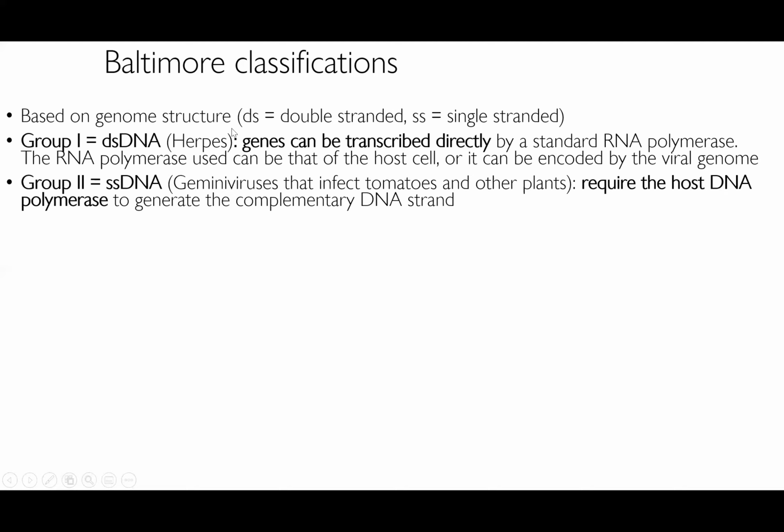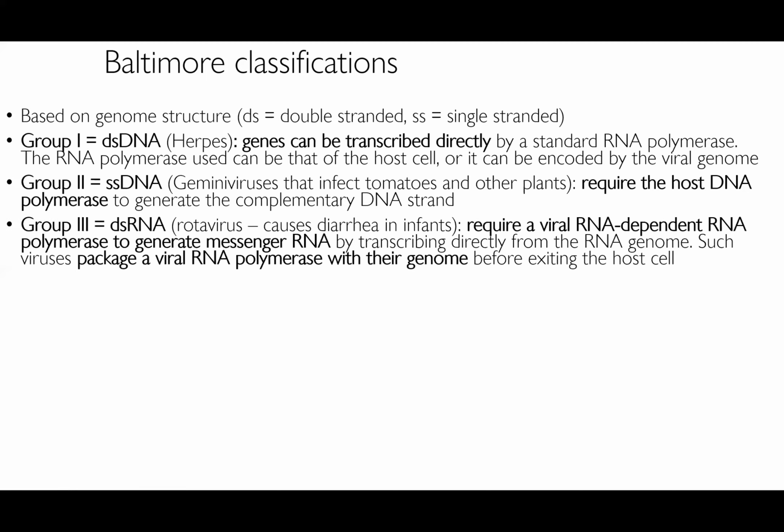However, these group 2 viruses do have single-stranded DNA, and they require the host DNA polymerase to generate a complementary DNA strand. So they take the template here, they use the host polymerase to generate a double-stranded DNA. Once they generate that double-stranded DNA, they then go on to infect the host. Group 3 is the double-stranded RNA. And this is the rotavirus.